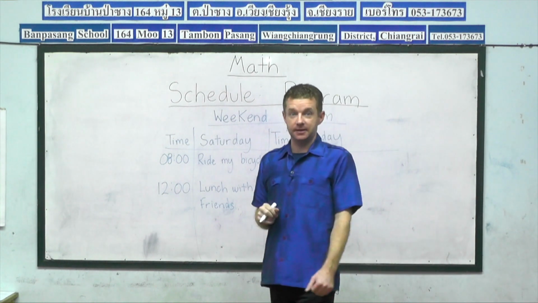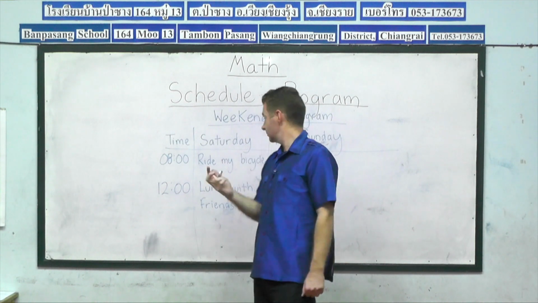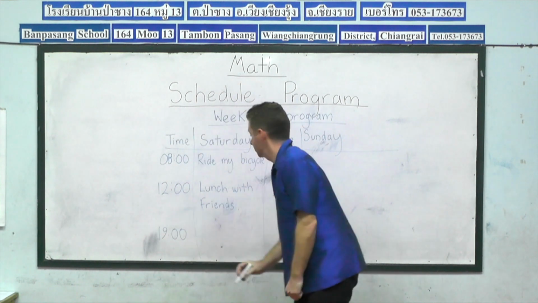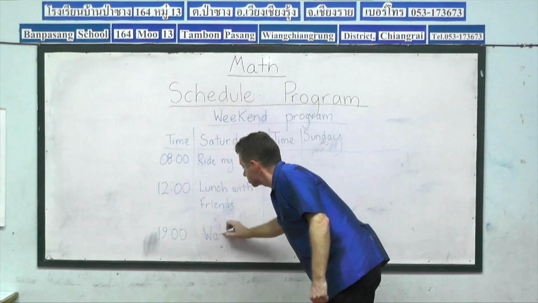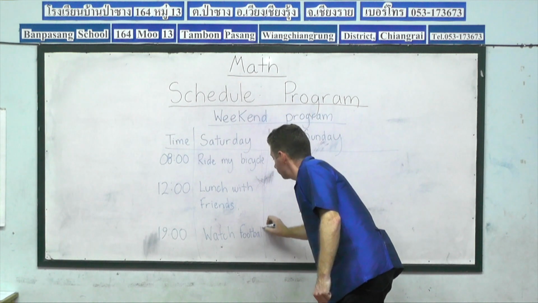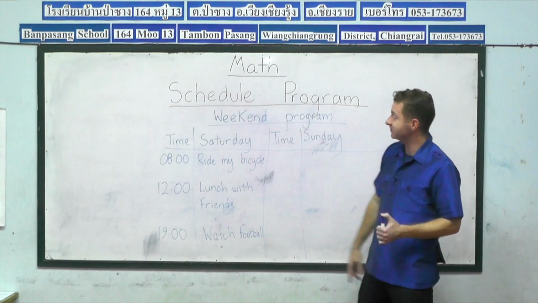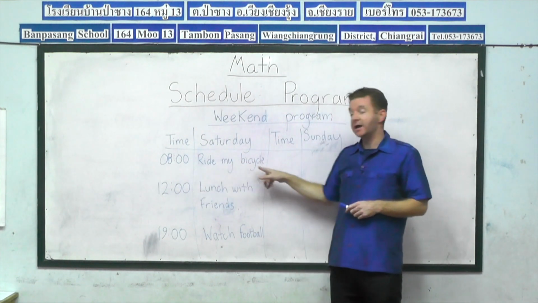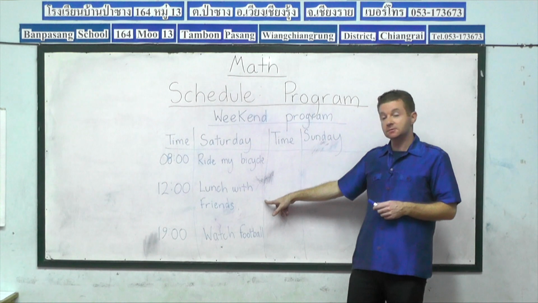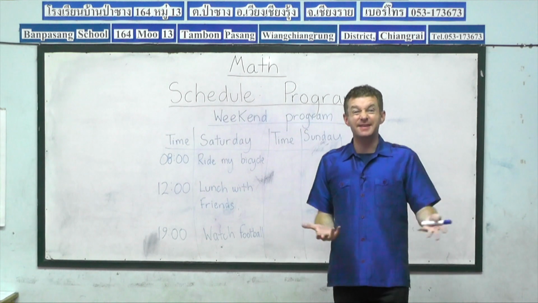And then tomorrow evening, I like to watch the football. Because it's Saturday, there is football on television. So around 1900 hours, 7 p.m., I will watch football. So you can see Saturday's program for me looks something like this. 8 o'clock, ride my bicycle. 12 o'clock, lunch with friends. 7 o'clock, watch football. So that's Saturday's activities for me.